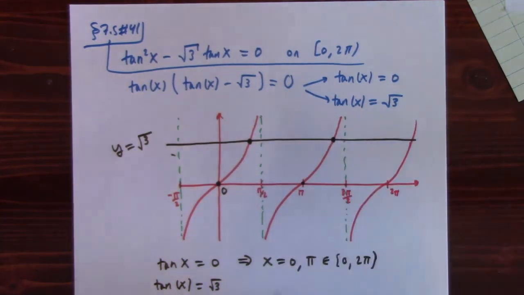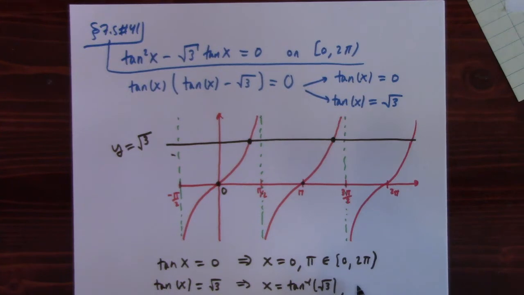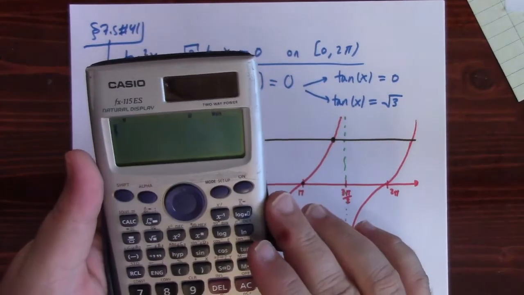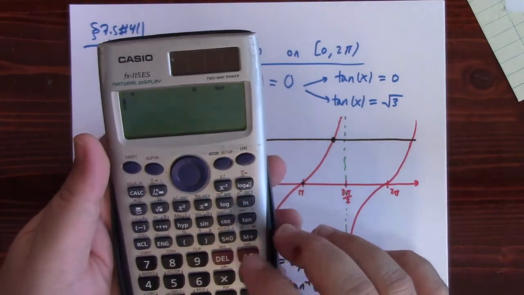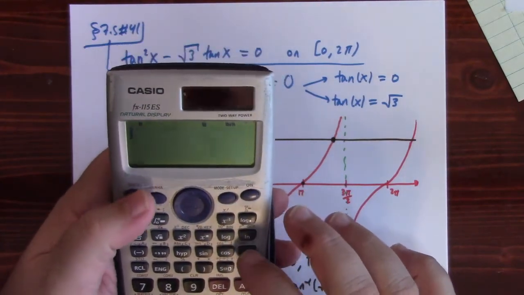Now, we either get x is equal to the inverse tangent of the square root of 3, or pi plus the inverse tangent of the square root of 3. Now the inverse tangent of the square root of 3 I think is actually a thing. If I recall correctly, it is pi over 3, but let me check on that.